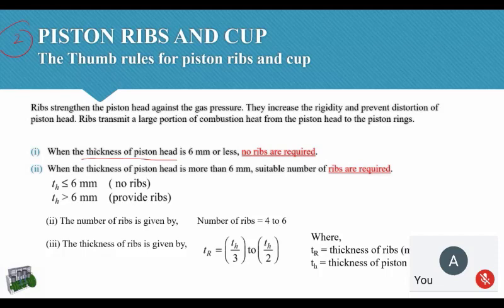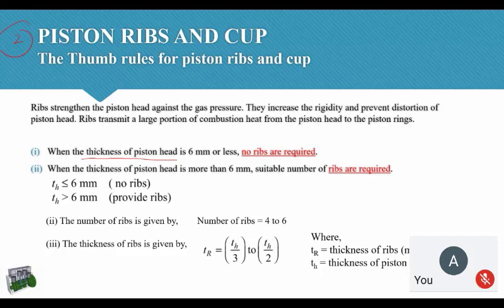Is it okay? So one thumb rule we understood: if TH is less than or equal to 6 millimeter, then no ribs are required. When the thickness of head is more than 6 millimeter, then the ribs are required. The 4 or 6 ribs are provided.